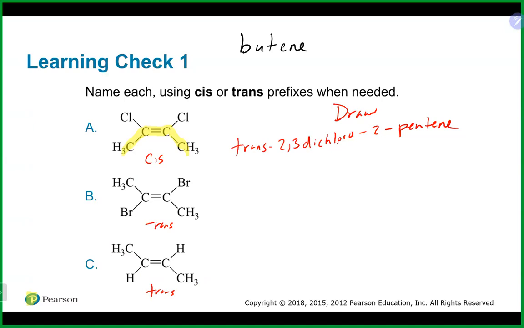We need to give the location of the double bond 1, 2, 3, or 4. In this case, it really doesn't matter which way you go numbering. The groups are going to end up on the same numbers, which in this case is going to be 2 and 3 for our dichloro. But before we do that, we do need to lay in a 2 for our 2-butene, where the double bond's located. And that's going to give us 2,3-dichloro-2-butene. And this was cis in this case. Any questions on that name?